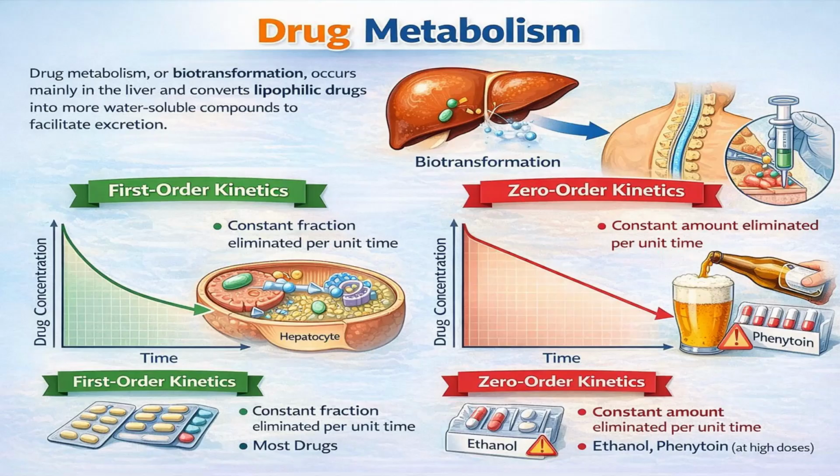Most drugs follow first-order kinetics, meaning a constant fraction of the drug is eliminated per unit time. However, some drugs follow zero-order kinetics, where a constant amount is eliminated regardless of concentration. Classic examples of zero-order kinetics include ethanol and phenytoin at high doses.